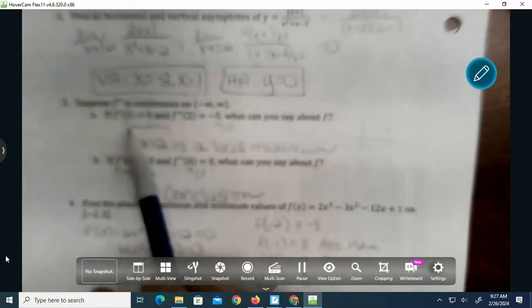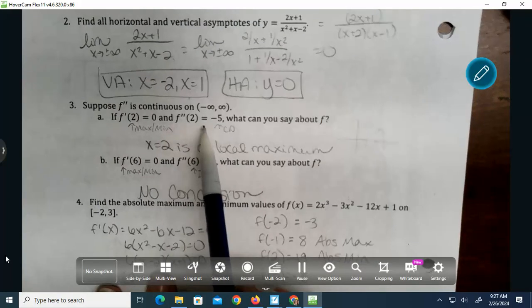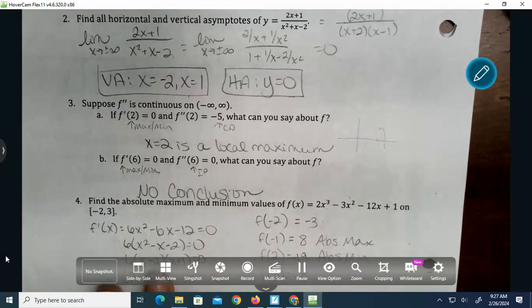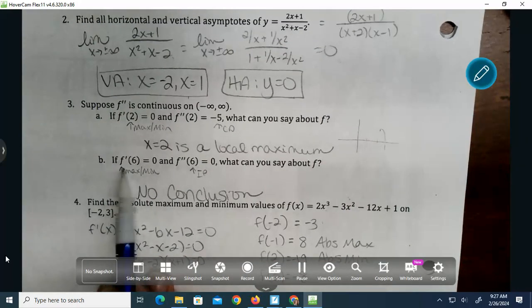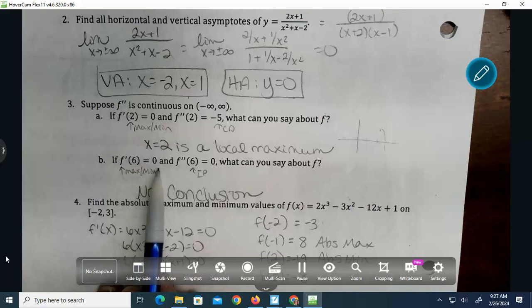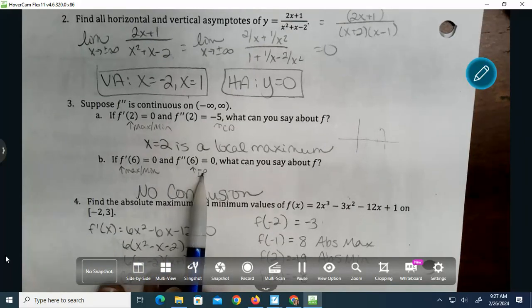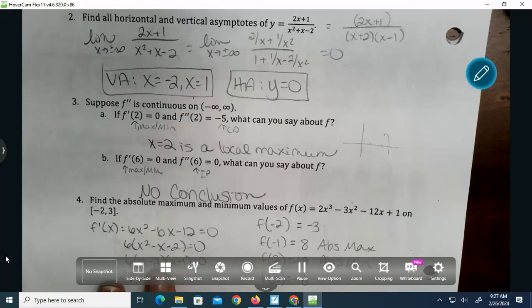Number 3, if the first derivative is 0, it's a max or a min. If the second derivative is negative, it's curving downward, so that means 2 had to be a local max. B, the first derivative is 0, so that's a max or min. Second derivative is 0, that means the concavity is changing. So we don't really know if it's a max or min. All you could really say is that it's both a critical point and an inflection point. Nothing beyond that.